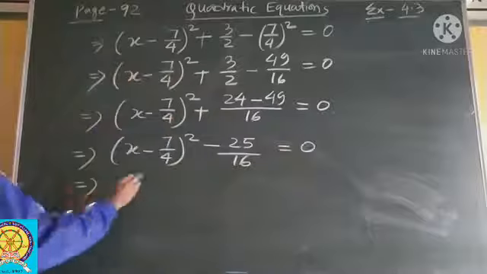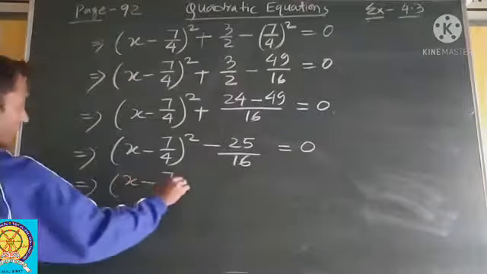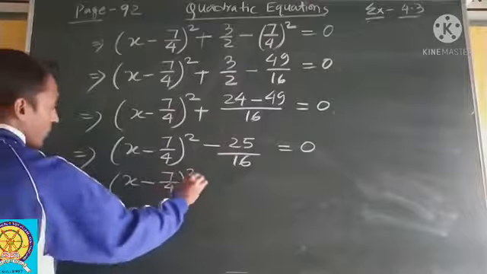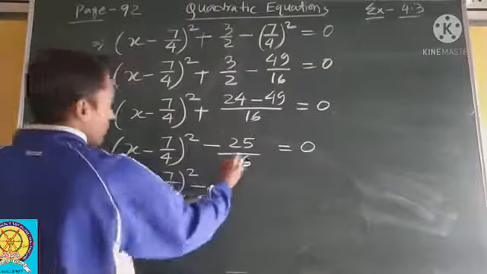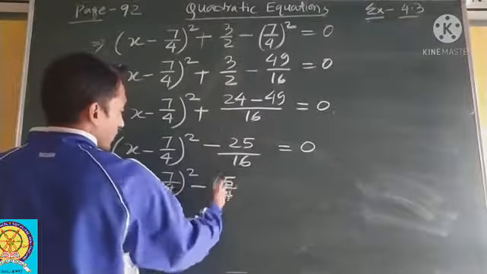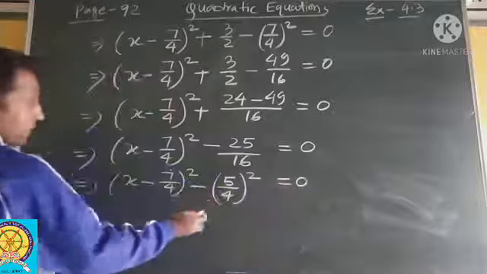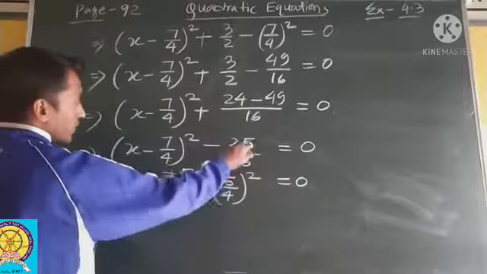Now that part you have to write in square form. x minus 7 by 4 whole square minus... We know 5 squared is 25, 4 squared is 16. So it will be how much? 5 by 4 whole square. 5 squared is 25.